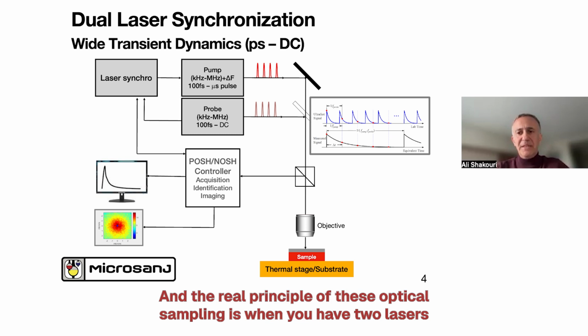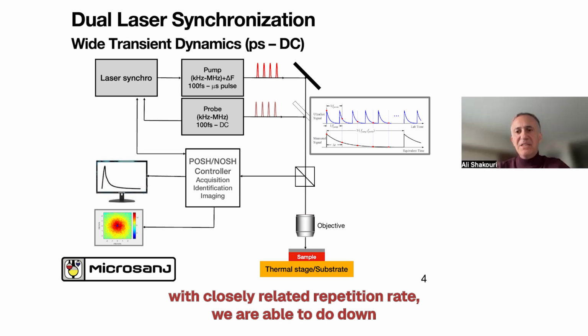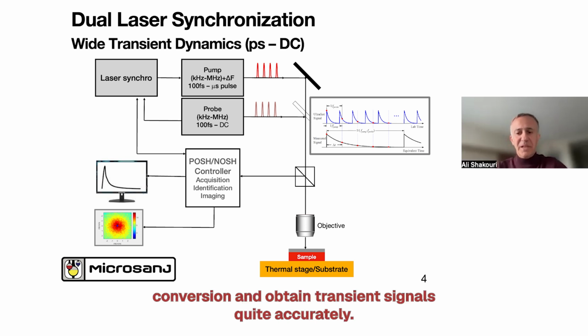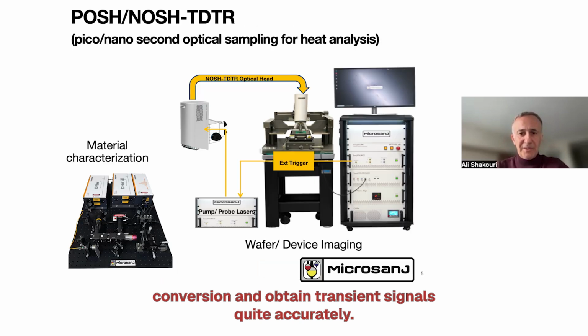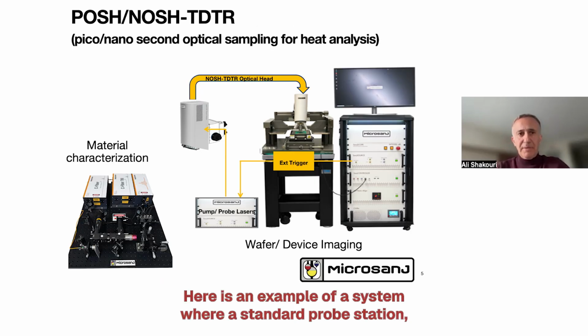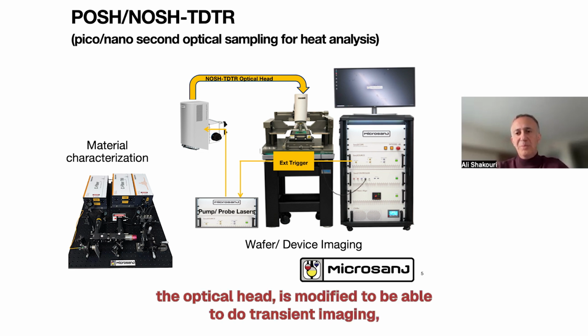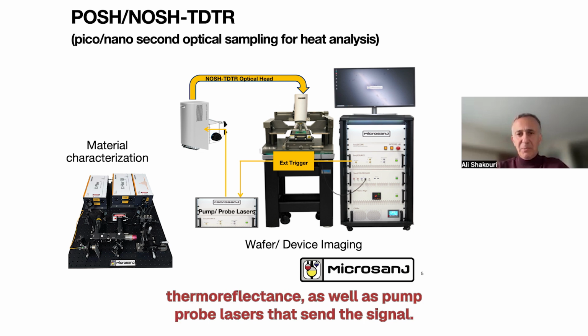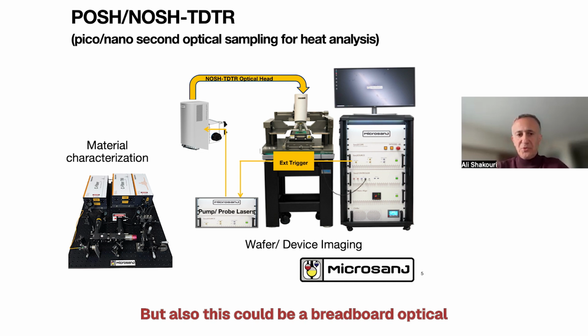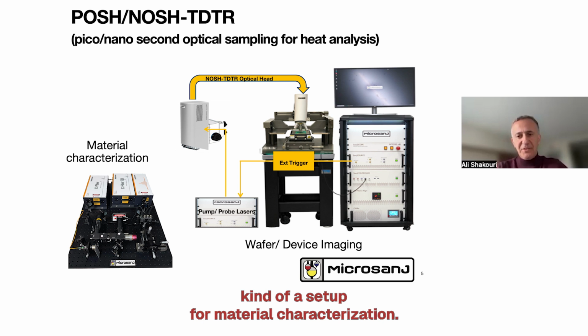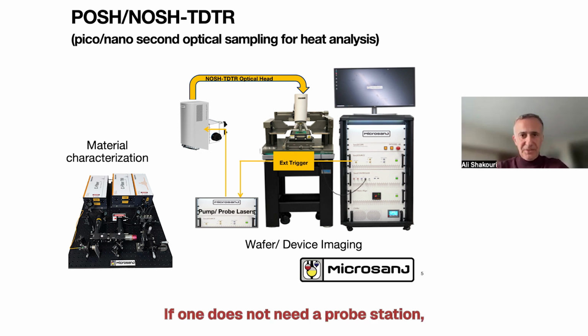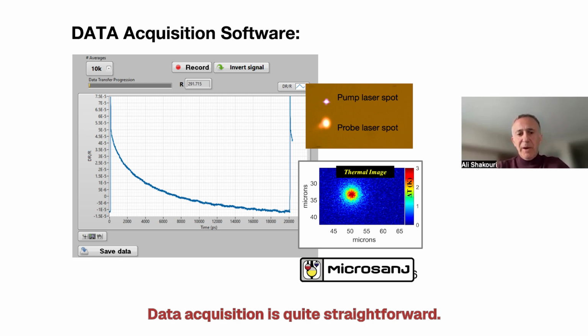And the real principle of this optical sampling is that when you have two lasers with closely related repetition rates, we are able to do down conversion and obtain transient signals quite accurately. Here is an example of a system where, on a standard probe station, the optical head is modified to be able to do transient imaging, thermoreflectance, as well as pump probe lasers that send the signal. But this could also be a breadboard optical setup for material characterization if one does not need a probe station. Data acquisition is quite straightforward.